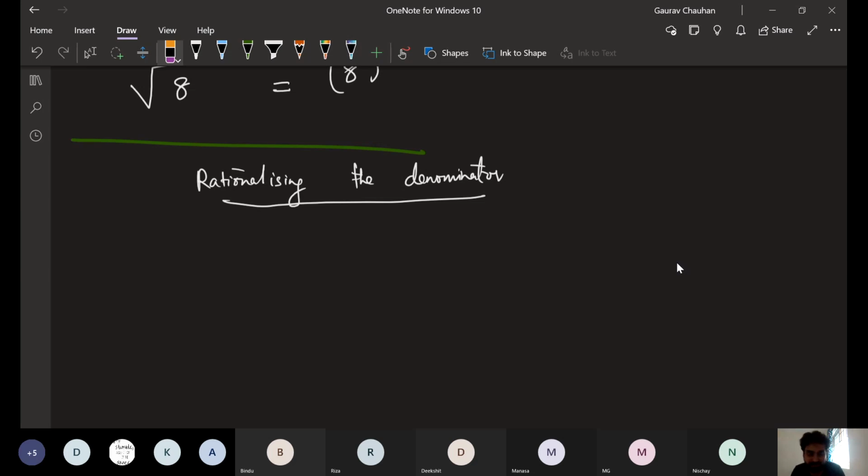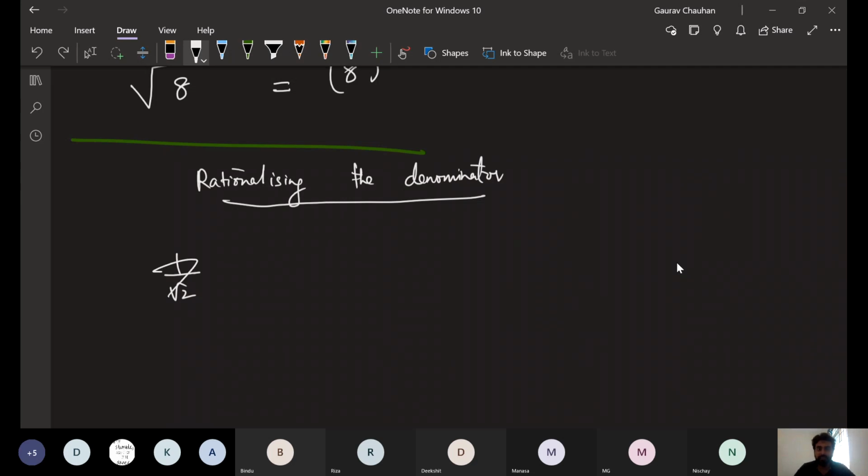The convention is whenever you get a number like 1 by root 2, you don't leave it like this in the final answer. If it comes in the middle of the answer and you don't want to rationalize, that's okay. But in the final answer, if you leave it like this, it's just not seen as good. So what you need to do is rationalize the denominator.